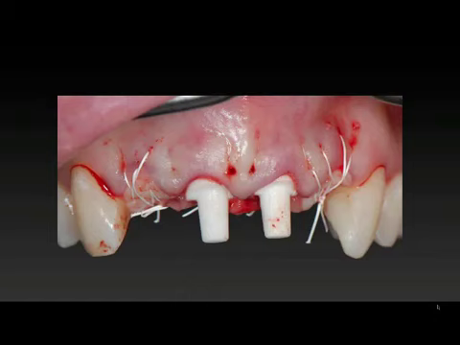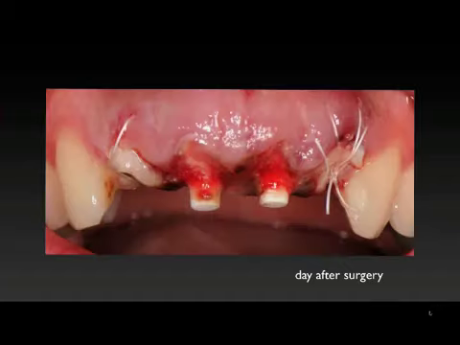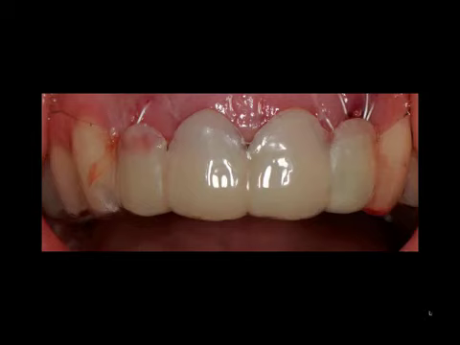Implants are placed. We did a little bit of socket grafting on the two laterals. This is a day after surgery. This is what everything looks like healing. Again, the patient leaves with everything protected with a removable Essex appliance with a little bit of the composite on the facial.